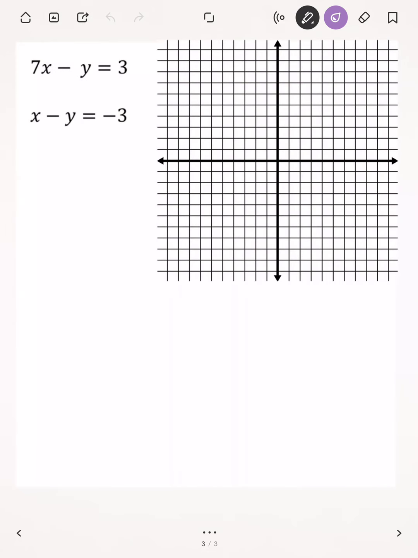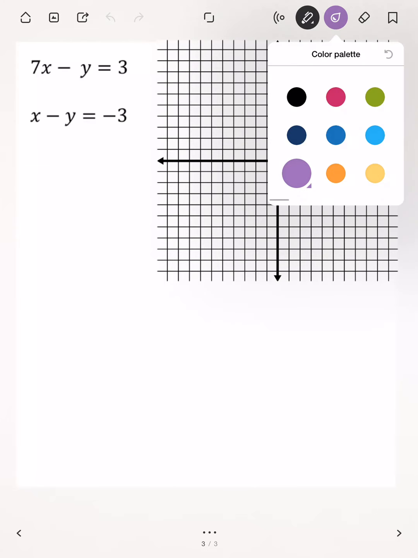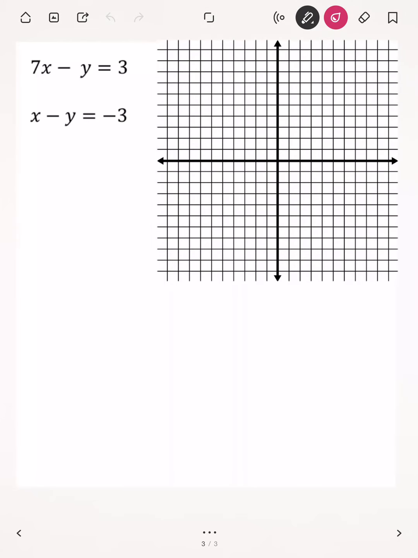The last example I have is negative 7x minus y equals 3, and x minus y equals negative 3. Again, I need to solve and put these in slope-intercept form, so I'm solving for y. I'm going to solve this first equation. I need to move this x term over, so I do the opposite and subtract. This is where we have to be careful, because I'm left with negative y equals negative 7x plus 3.